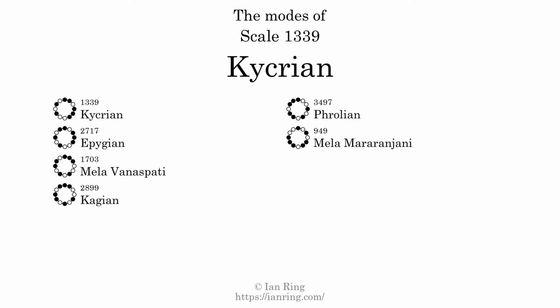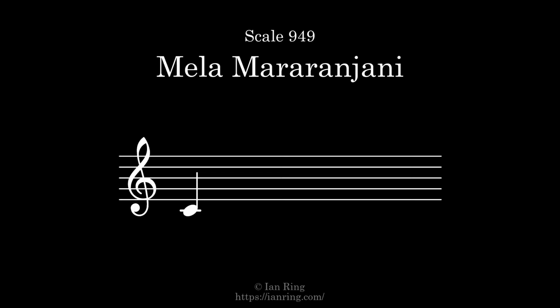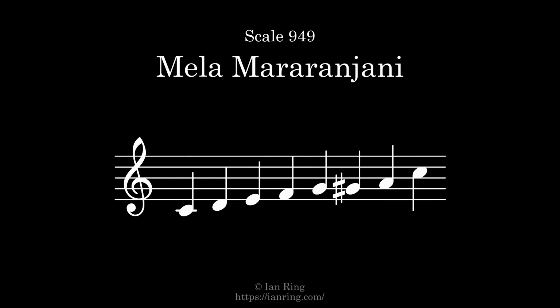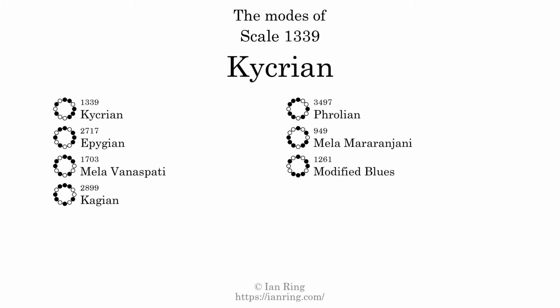The sixth mode is scale 949. Also known as Myhill Property. It sounds like this. The seventh and last mode is scale 1261, also known as modified blues. It sounds like this.